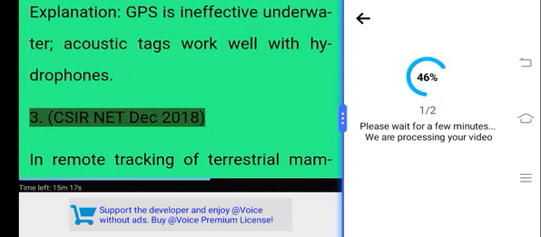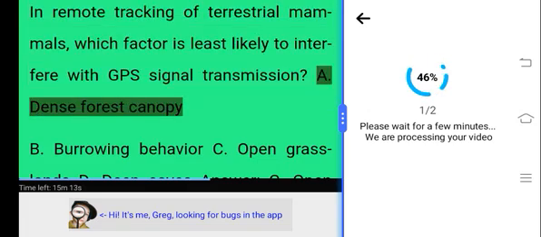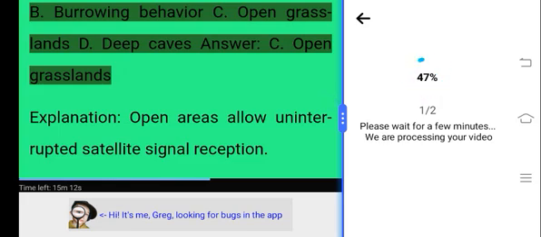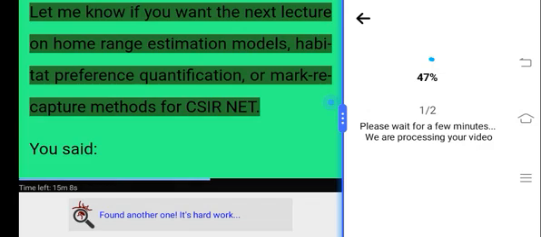3. CSIRNet 2018. In remote tracking of terrestrial mammals, which factor is least likely to interfere with GPS signal transmission? A. Dense forest canopy. B. Burrowing behavior. C. Open grasslands. D. Deep caves. Answer: C. Open grasslands. Explanation: Open areas allow uninterrupted satellite signal reception.